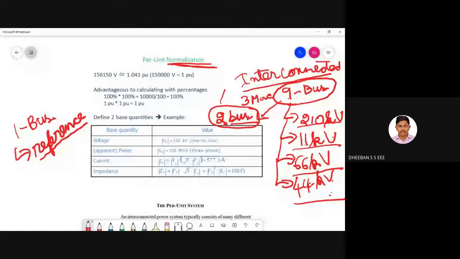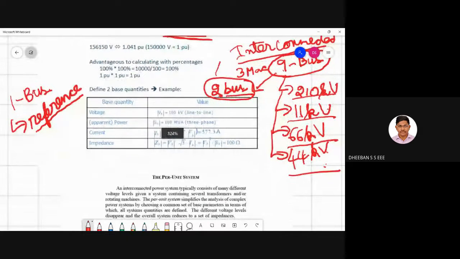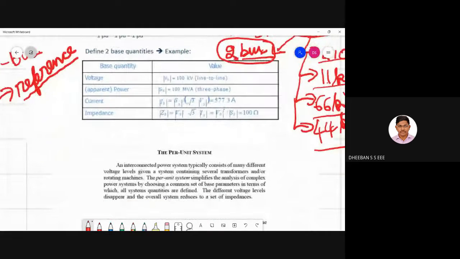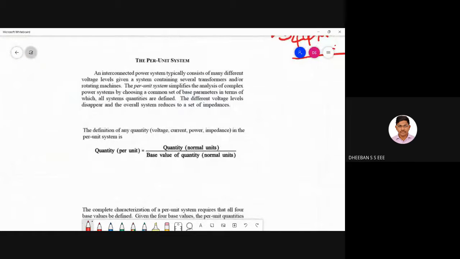For example, here they have given a tabulation. If you just see through, they are normalizing it. How they are normalizing, I'll be moving with it while giving the example problem. I'll be showing it, then you can easily understand the per unit concept.